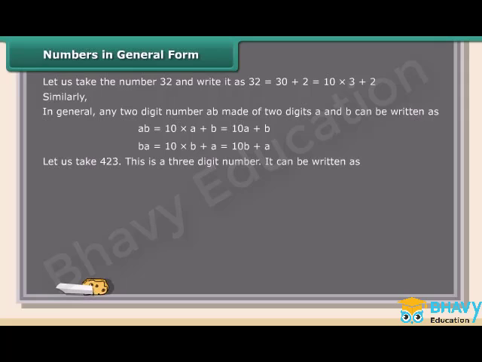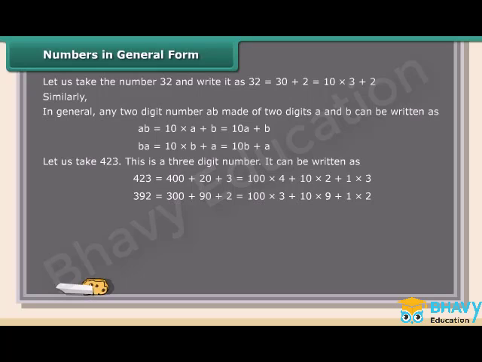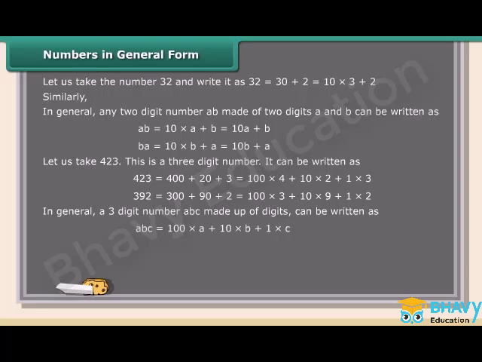Let us take 423. This is a three-digit number. It can be written as 423 is equal to 400 plus 20 plus 3, which is 100 into 4 plus 10 into 2 plus 1 into 3. 392 is equal to 300 plus 90 plus 2, which is 100 into 3 plus 10 into 9 plus 1 into 2.